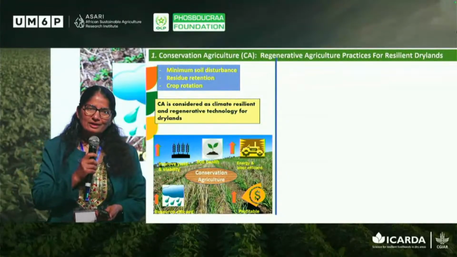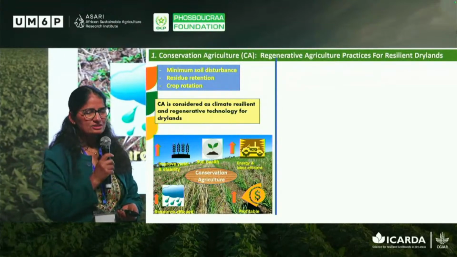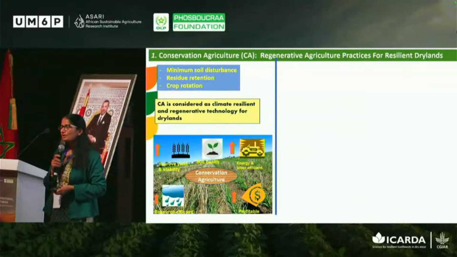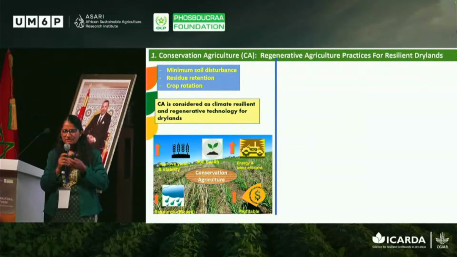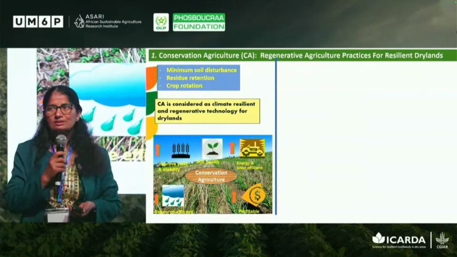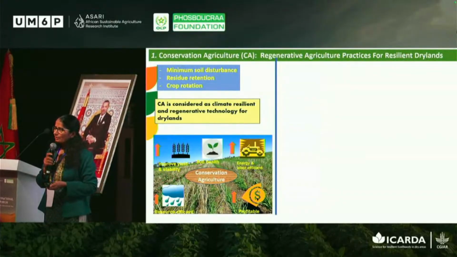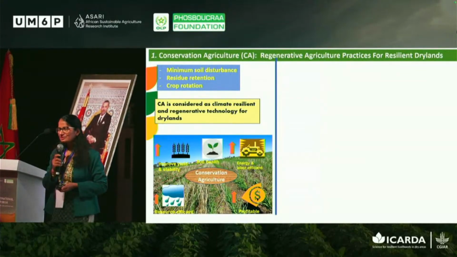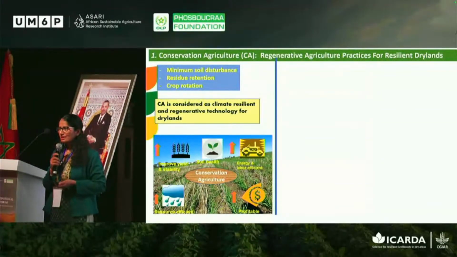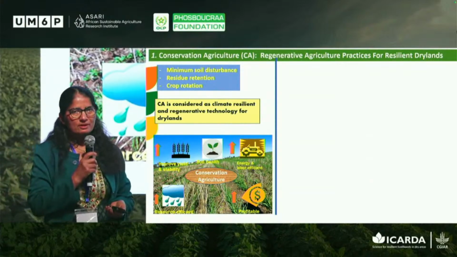We all know that conservation agriculture is also one of the very regenerative agriculture practices for resilient drylands, which has three major principles. Definitely reduced tillage or minimum tillage, residue retention, and proper crop rotation are the major pillars of conservation agriculture. We have several results because it has been going since the early 90s.